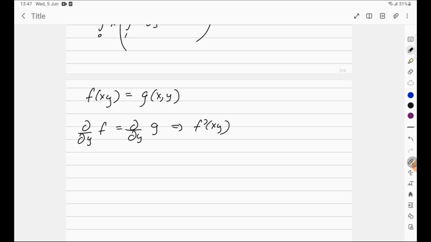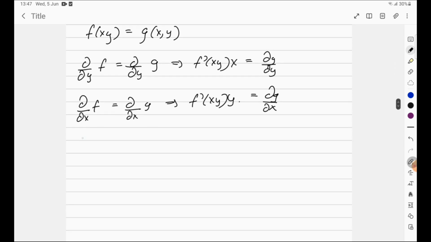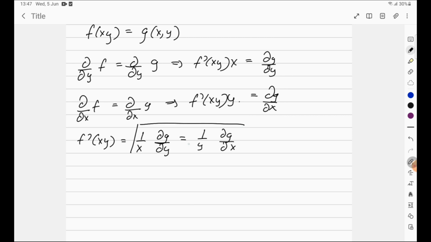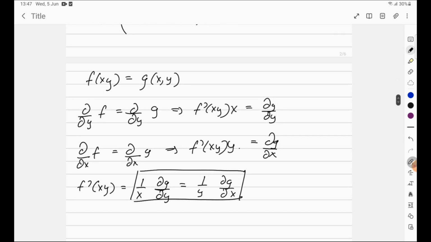So f dash xy, the partial derivative of this with respect to y, that's only x, and this is as it is. And if I take derivatives with respect to x, then I get f dash xy times y equals del g over del x. Okay, and from these two I can write that f dash at xy is equal to 1 over x del g over del y, which is equal to 1 over y del g over del x. This will come in handy. I'll mark that.